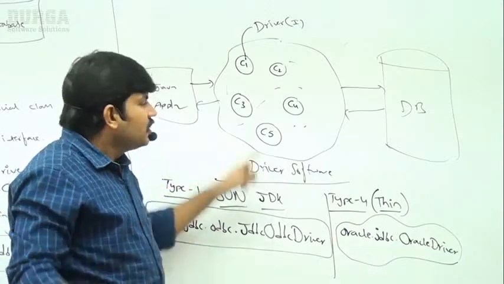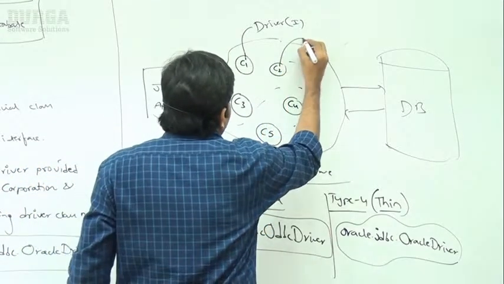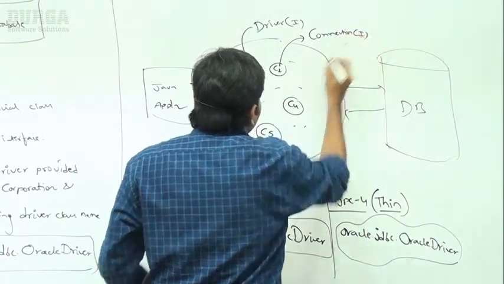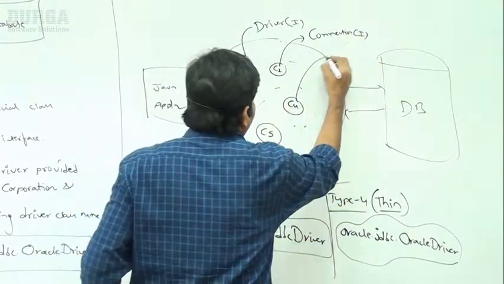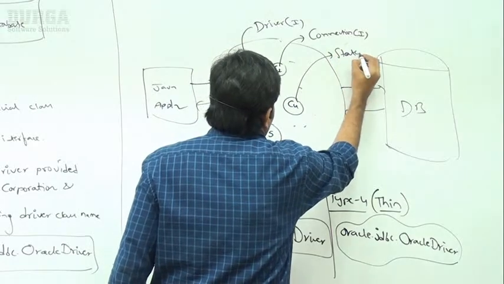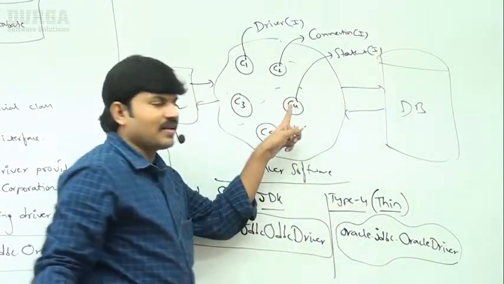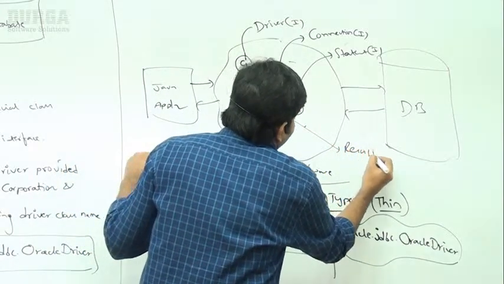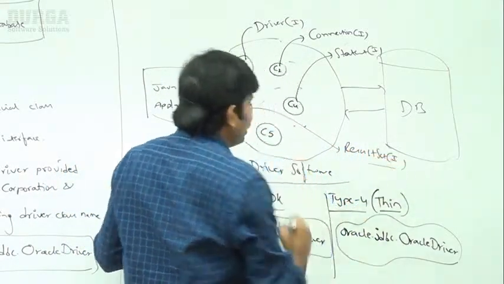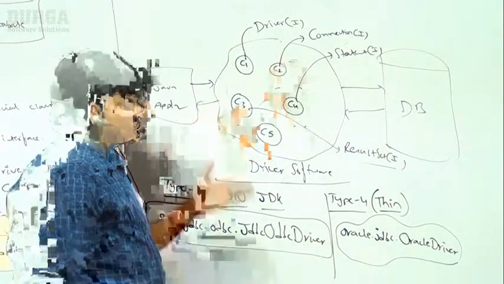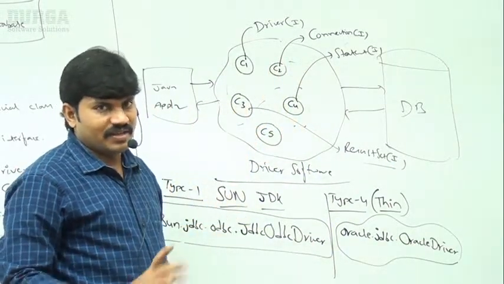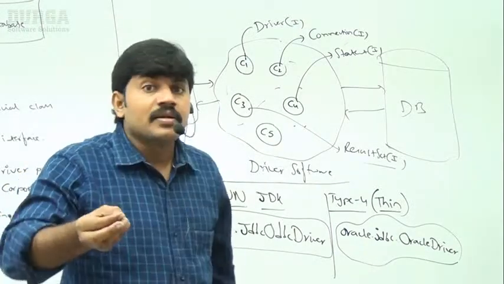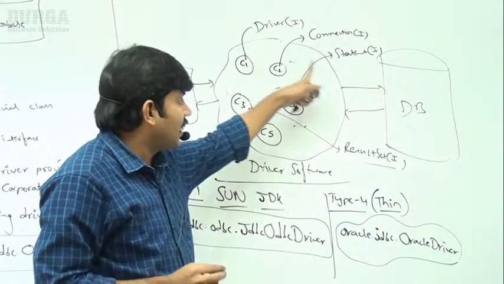Driver class. Similarly, sir, this is the implementation class of the Connection interface. Assume that this is the implementation class of the Statement interface, and this is the implementation class of the ResultSet interface. So this group of classes is nothing but what? Driver software. Is it clear for all of you? That's what you people should be aware of. What is the driver class? What is the driver software?